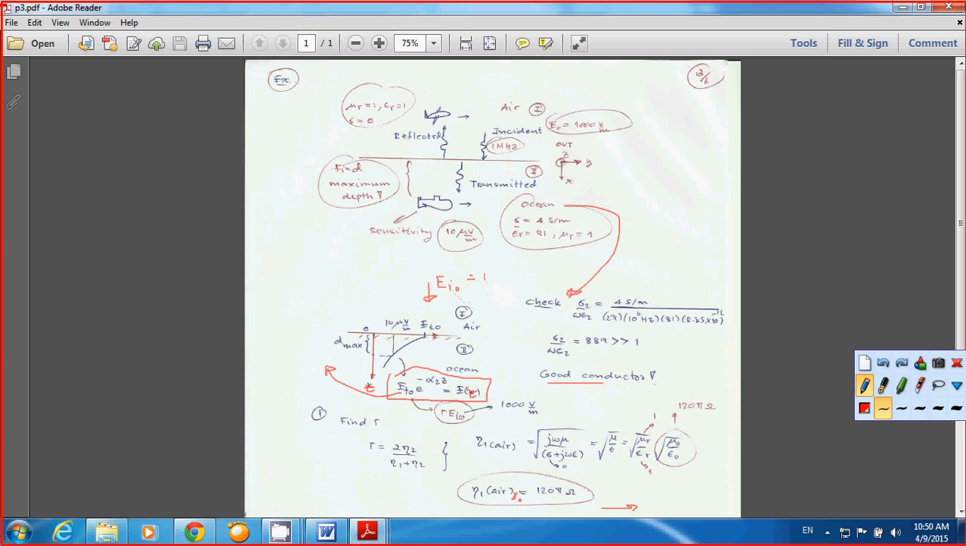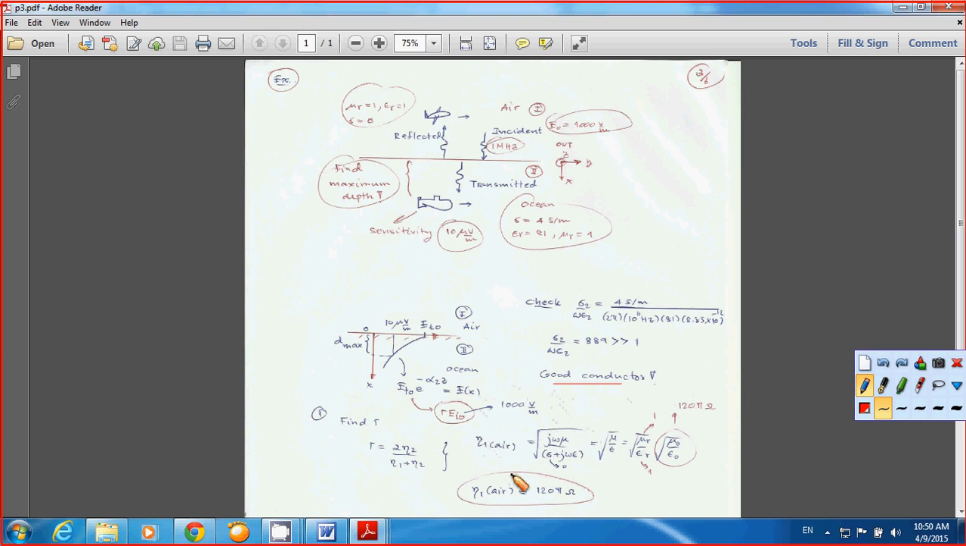Okay, because E_t0 is going to relate to E_i0 by this equation. E_t0 is equal to the magnitude of the transmission coefficient multiplied by E_i0. So you need to find tau, the transmission coefficient, and also you need to find alpha 2, the attenuation constant. Okay, let's work this out.